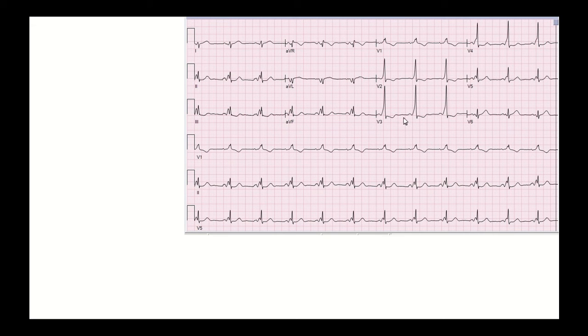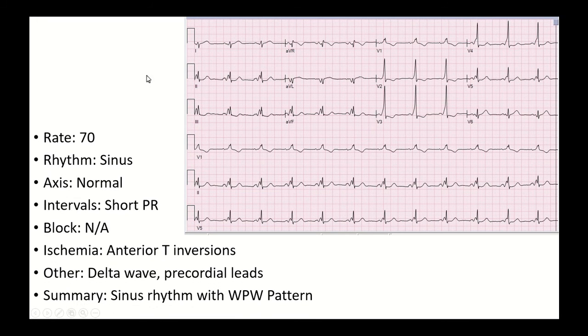In addition to that, we do have some non-specific ST-T wave abnormalities. We've got some inversions here in V2, 3, and 4, maybe a little bit here in 3 as well. So those are the primary findings here. Sinus rhythm with a Wolff-Parkinson-White pattern.